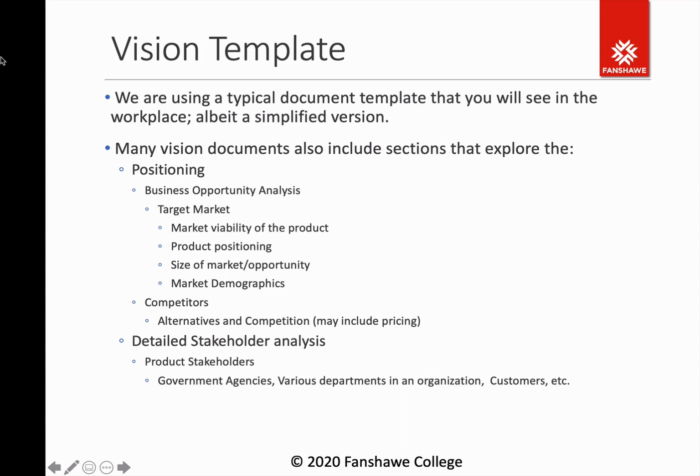The first thing is the positioning of the opportunity. So somebody has a big idea. You put the big idea in the vision document. This is what we want to do. You might describe the business opportunity. What market are we trying to service? Who are the targets for this system?